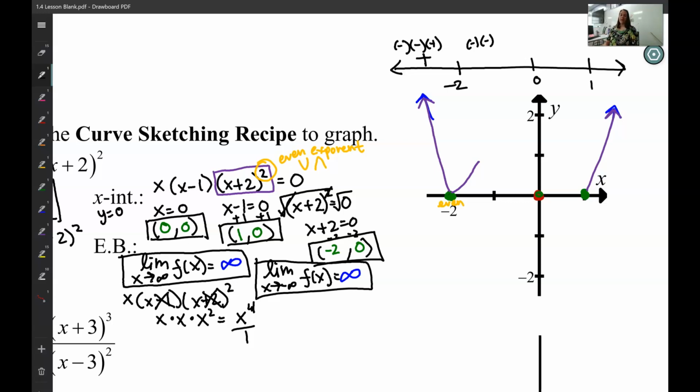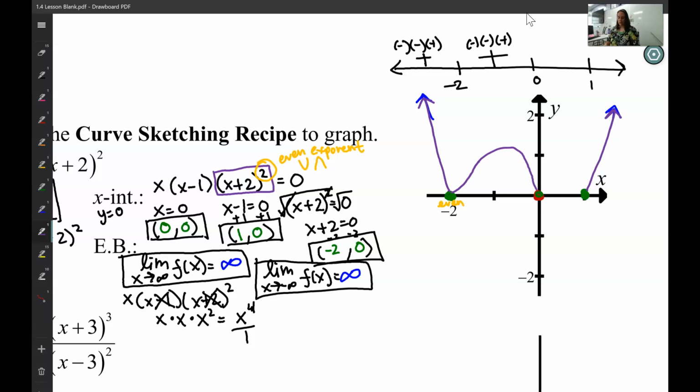Between -2 and 0, I'm going to pick -1. So if I plug a -1 in there, it's negative. -1 minus 1 is a negative. -1 plus 2 is a positive, and then squared is a positive. So a negative times a negative times a positive, that's a positive. So that shows me on -2 I'm going to bounce, because I'm in the positive, the top half, and then I'm in the positive, I stay in the top half. So at -2 I'm in the top half, then from -2 to 0 I'm going to stay in the top half.